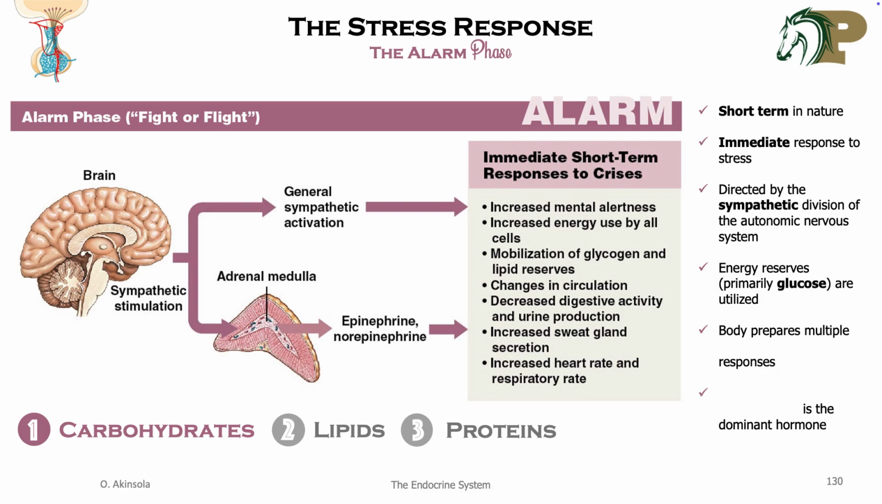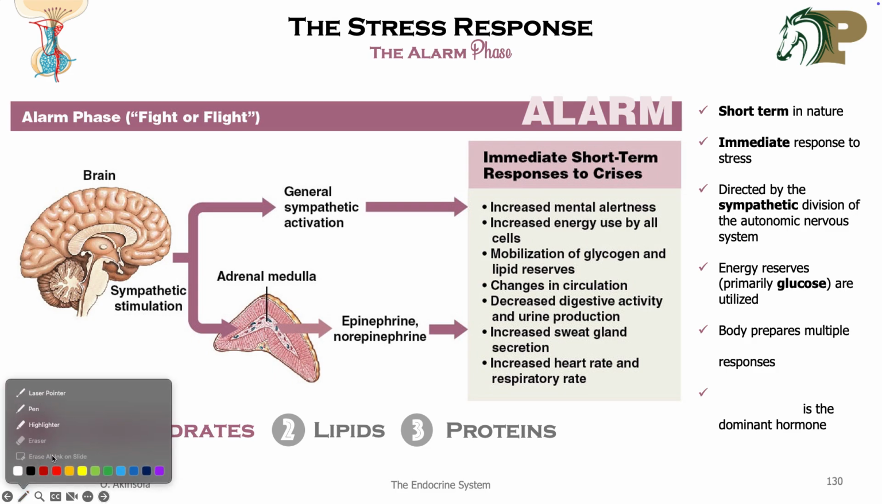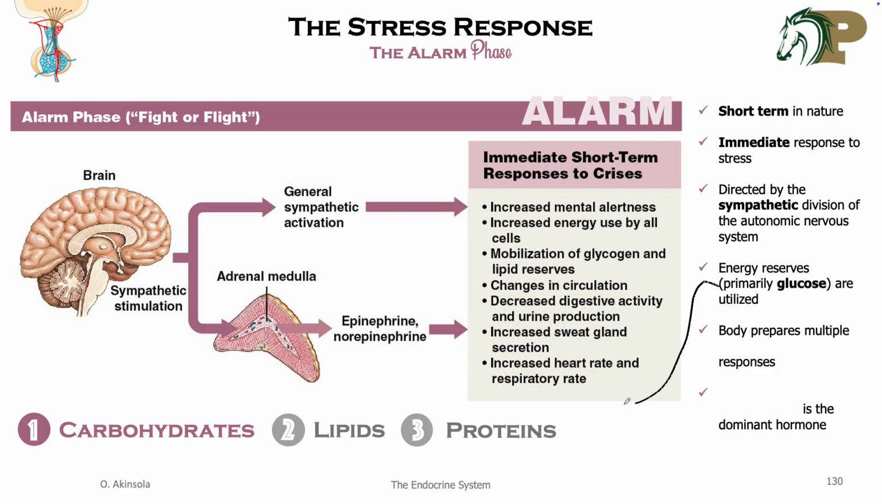Energy reserves, primarily glucose, are utilized. That is what I have depicted over here. If you recall from A&P 1, energy stores are used in the following order: carbohydrates, then lipids, then proteins. So carbohydrates, aka glucose, are always used first, lipids second, and proteins third. Here in the alarm phase, the first phase of the stress response, you're going to be using your carbohydrate or glucose reserves first.